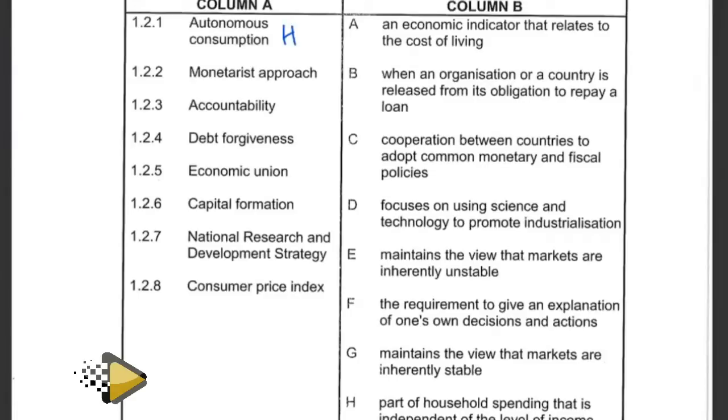1.2.2 reads as follows. The monetarist approach. So now, grade 12, if you still remember, this concept does fall under the business cycle. And when we talk of the business cycle, we refer to the fluctuations of the economic activities, or to upswings and downswings of the economic activities.